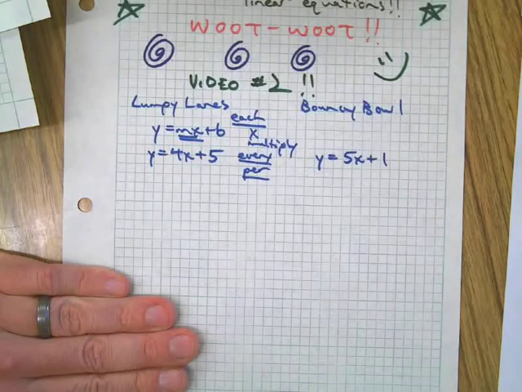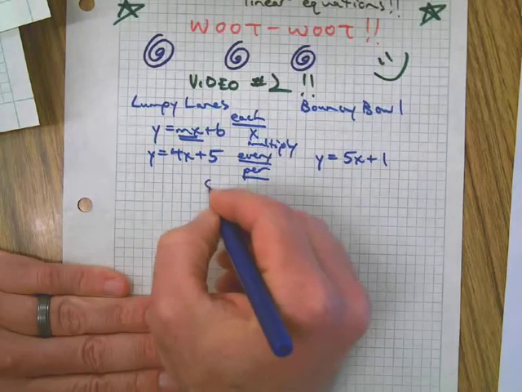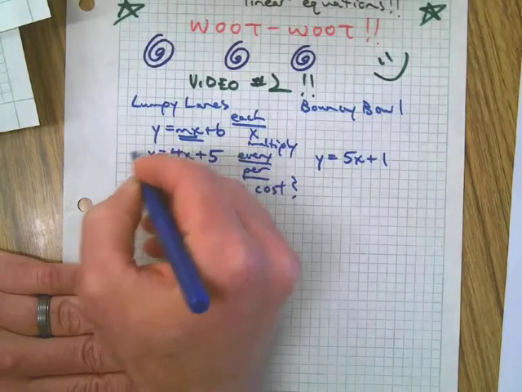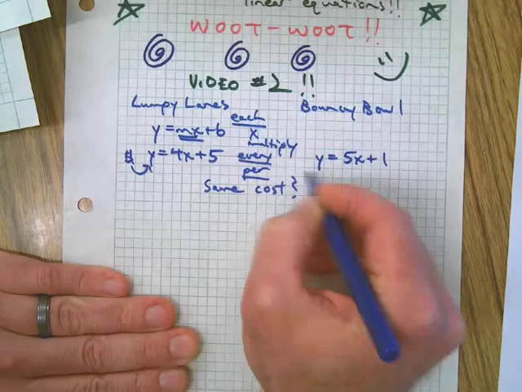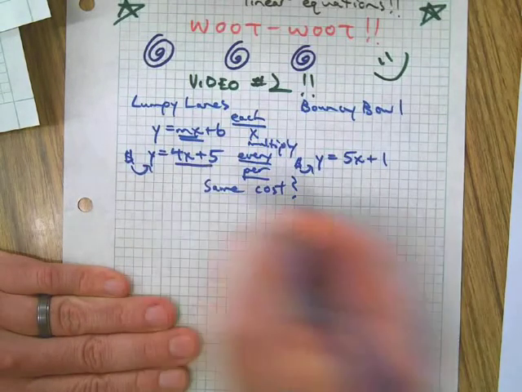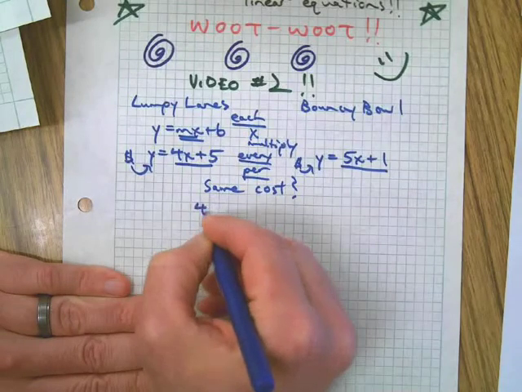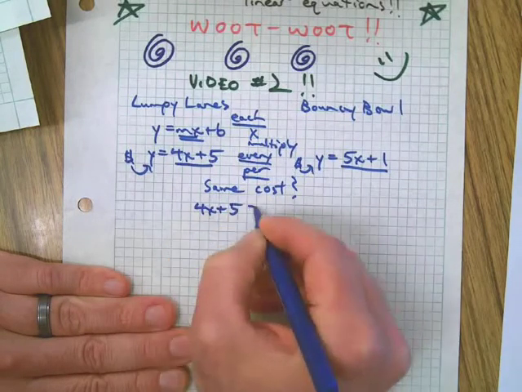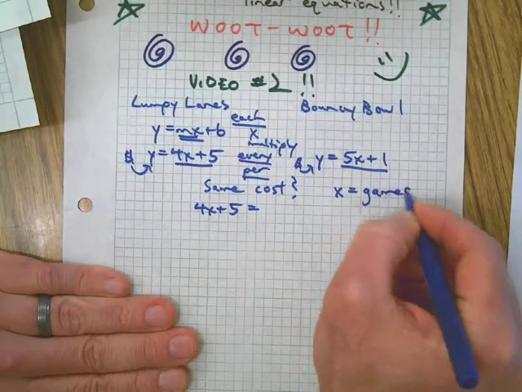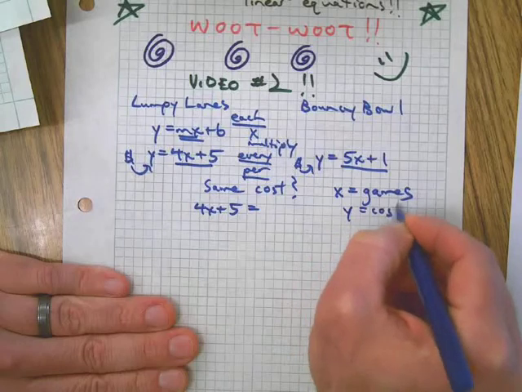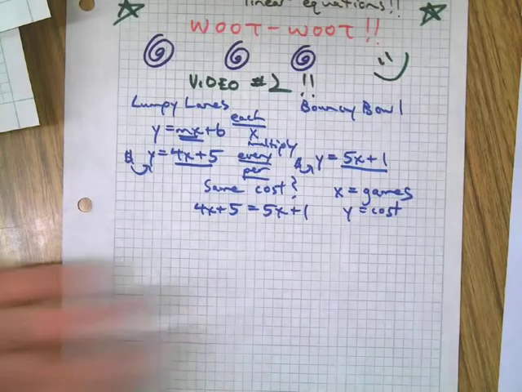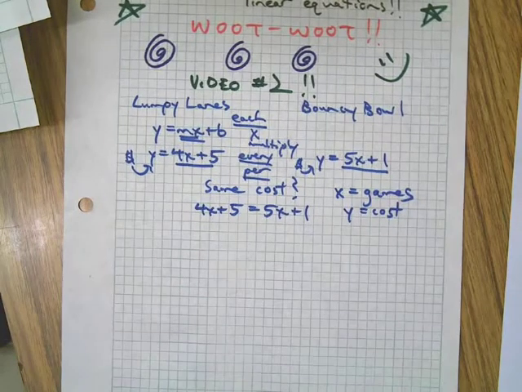Bouncy Bowl charges $5 for each game, so there's the each, but only $1 for shoe rental. So there are the equations. To figure out when they cost the same, we have to understand that y is the cost. Since y equals both of these things, we're going to set them equal to each other and solve for x. x equals games, y equals cost.